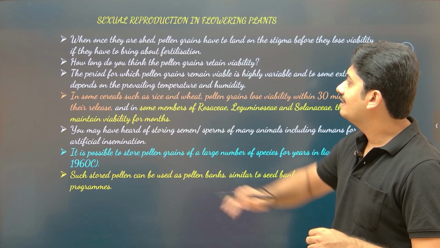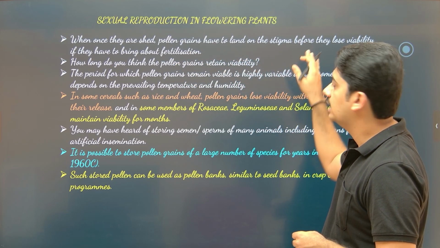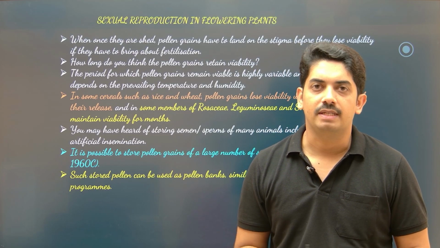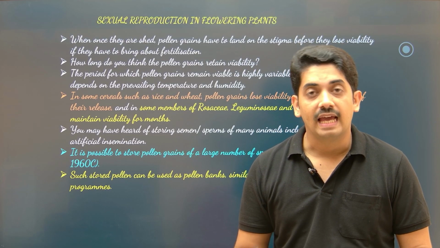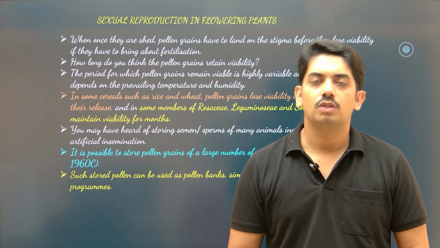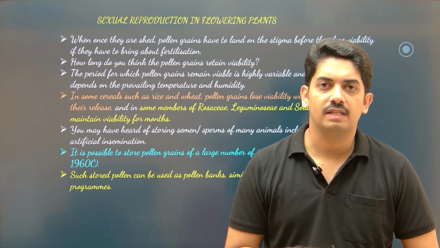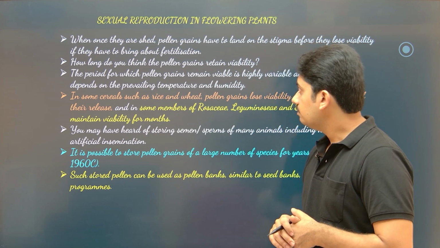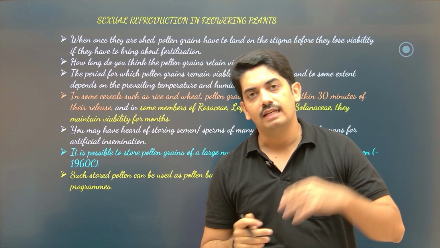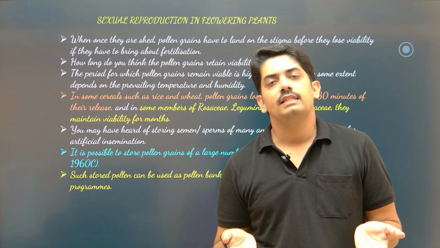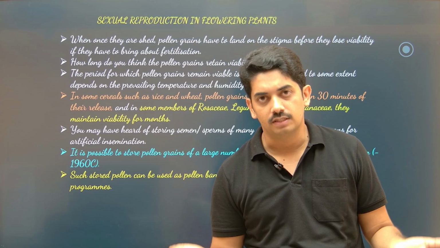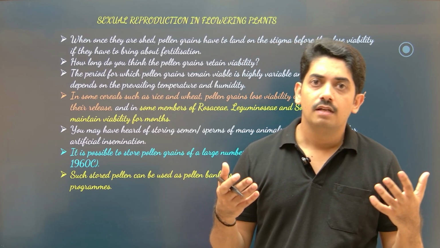Now, once they are shed, the pollen grains have to land on the stigma surface. Now, what is the primary function of the pollen grain? It's a male gametophyte carrying the male gamete. It has to deliver the male gamete to the place where the egg is present, where fertilization takes place. So, how long do you think the pollen grains retain viability? Already I explained to you. Certain pollen grains have viability for a day. Certain pollen grains have viability for months.